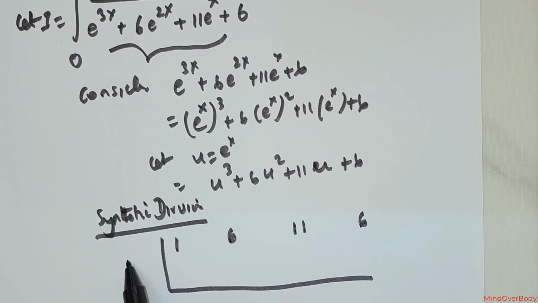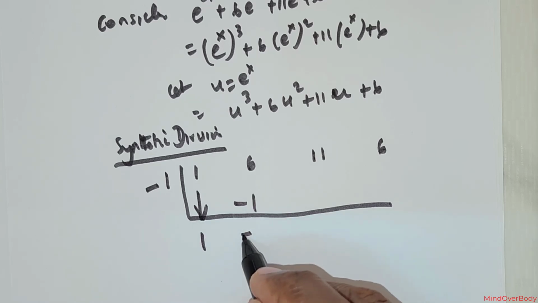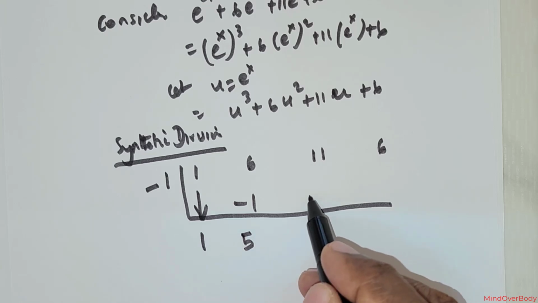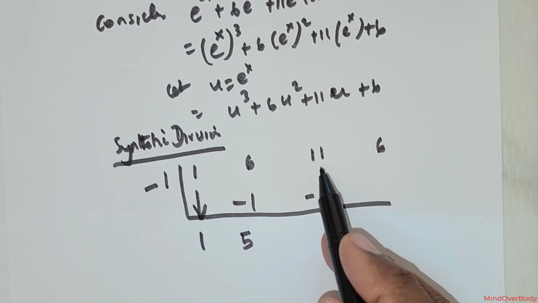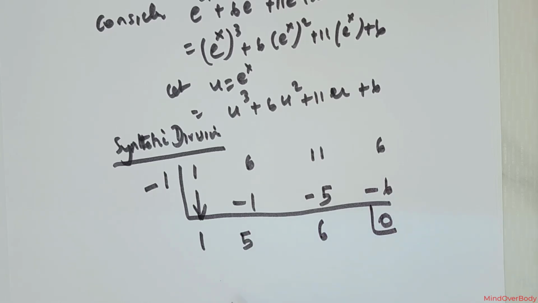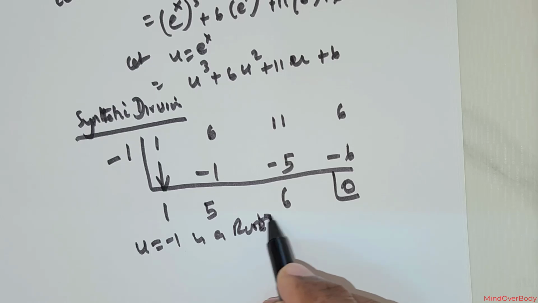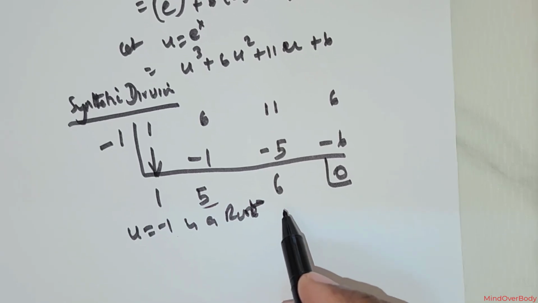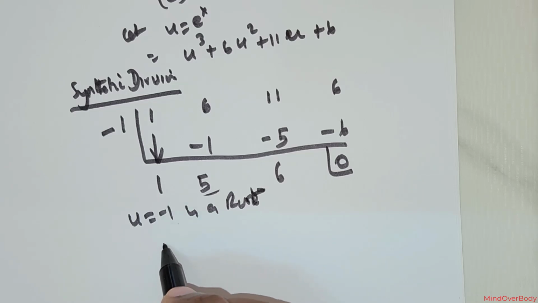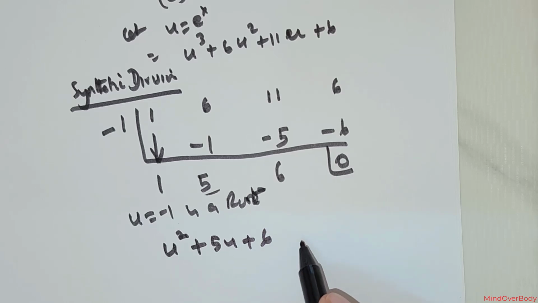Now let me try negative 1. So bring this 1 down. 1 times negative 1 is negative 1. Add negative 1 to 6, you get 5. Negative 1 times 5 gives you negative 5. Add 11 to negative 5, you get 6. 6 times negative 1 is negative 6. You get 0. So u equals negative 1 is a root, right? So the quotient we have now is u squared plus 5 times u plus 6.